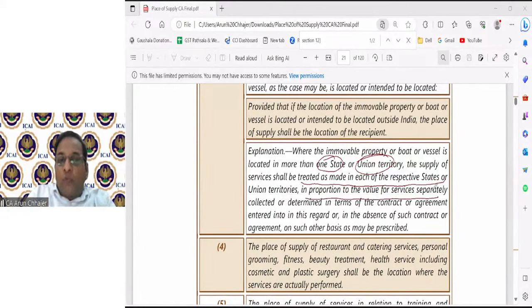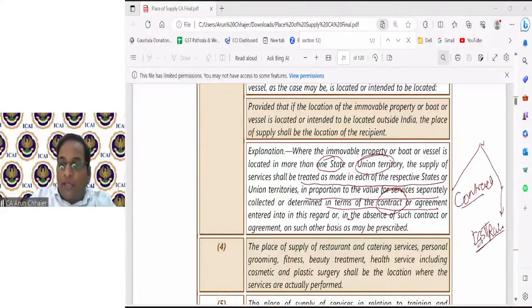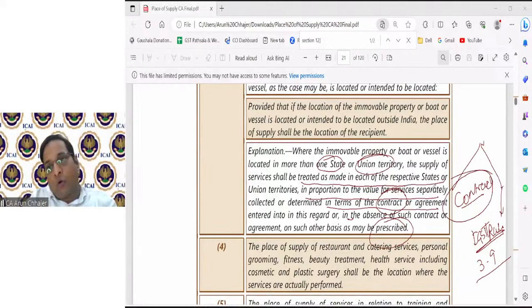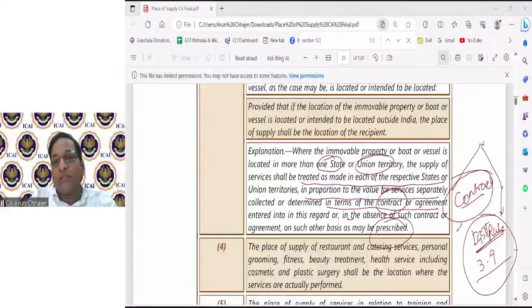and the value shall be determined as per the contract. So when the property is located in more than one state, the first priority is the contract. If the contract is silent, then refer to the IGST rules. Certain place of supply rules, rule 3 to rule 9, have been prescribed for how to determine this when the property is in more than one state. First, according to the contract. If the contract is silent, then you will apportion. How will I apportion? Go to the respective place of supply rule. We will discuss that in some time, but this is the provision.